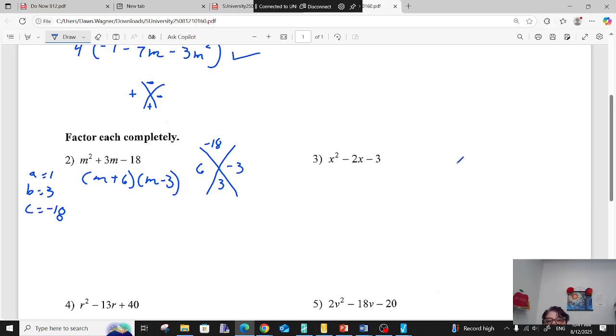Okay, over here, I got a big X, and this is A, B, C. My ceiling's going to be -3. My basement's going to be -2. These are both negative. For that to happen, one would have to be positive, one's going to have to be negative. What two numbers multiply to -3, but when you add them together, they get -2? -3 and +1. So it should look like this: x plus 1, x minus 3.